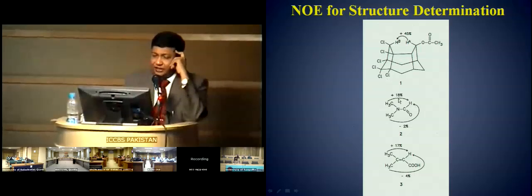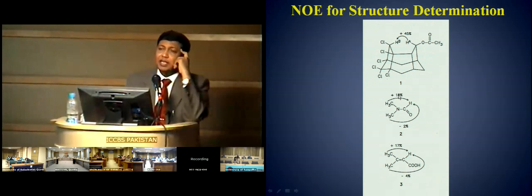So in this case, you see an NOE between a methyl and a proton, plus 18. This methyl, if irradiated, this proton is not that close to this proton, and therefore you see a very weak NOE, in fact, absence of NOE. This is an absence of NOE.